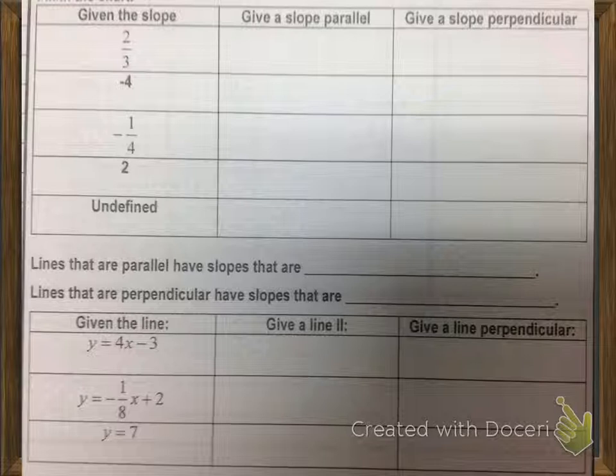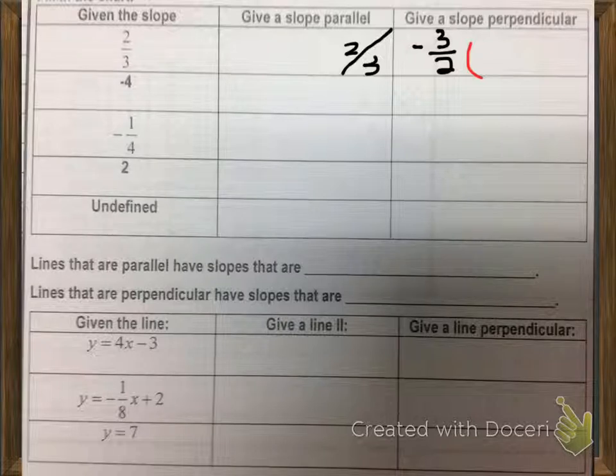So here we're given a slope of 2/3. What's a slope that's parallel to 2/3? It's the same thing, 2/3. What's a perpendicular slope? Negative 3/2. Opposite reciprocal, right? Now let's look at that real quick. If I multiply that by 2/3, the original slope, what do I get? Negative 6/6, which is equal to negative 1.